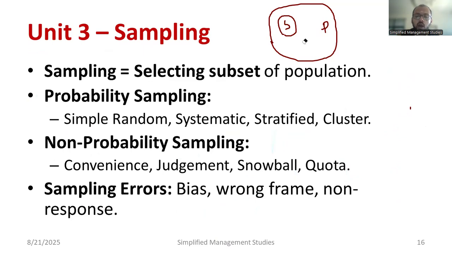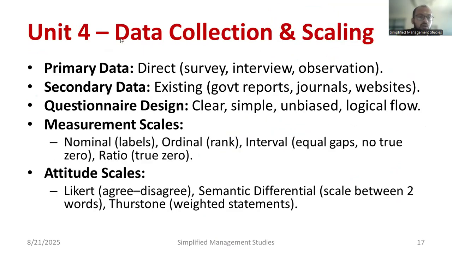Now I'll be discussing unit number 4. It includes data collection and scaling. What is primary data? It involves direct data, which includes survey, interview, and observation. These belong to primary data. You will be conducting a face-to-face interview, or you are going to conduct a survey. These come under primary data. What is secondary data? It is government reports, journals, and websites that already exist. That is called existing data.